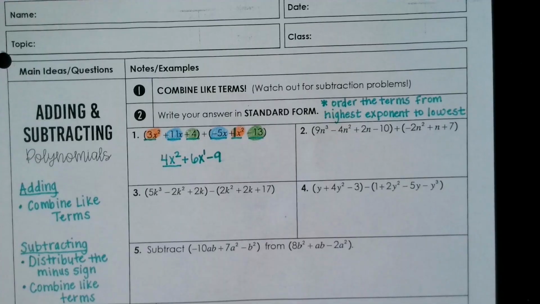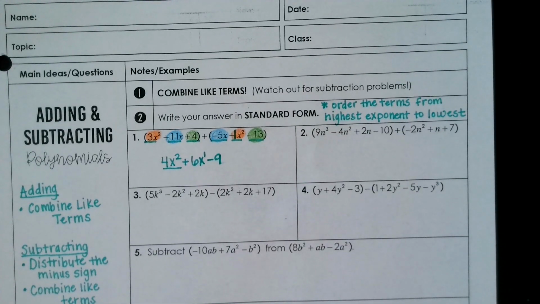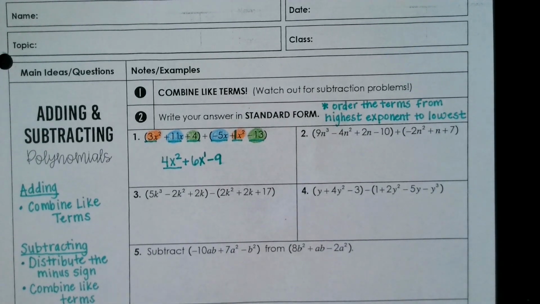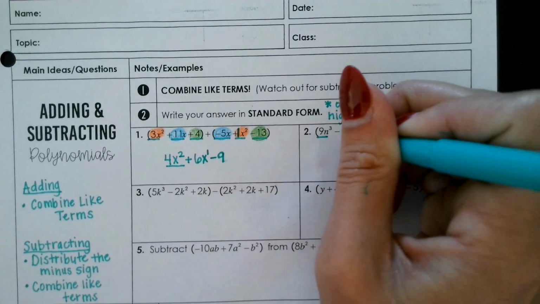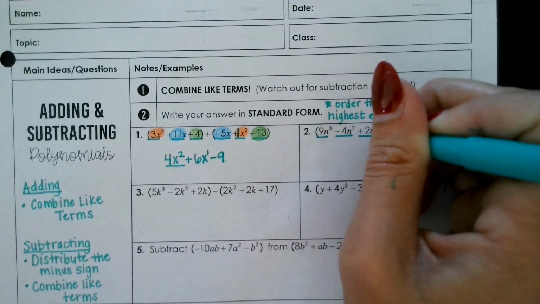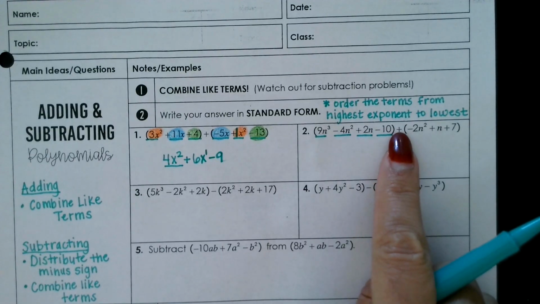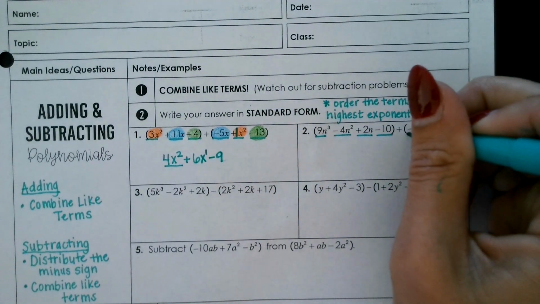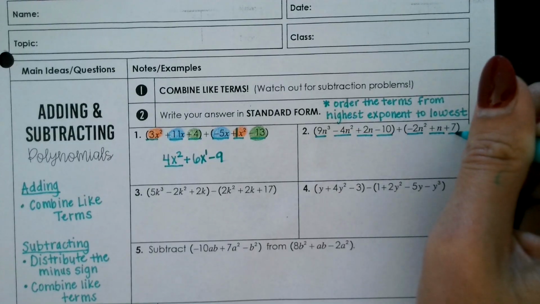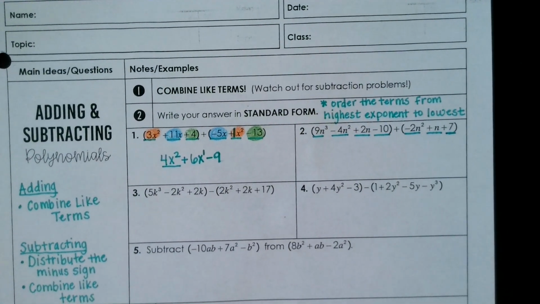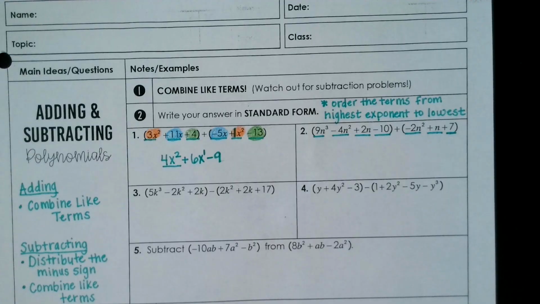All right, number 2, we're also adding. There are actually 4 terms, so we've got a polynomial, and we're adding it to a trinomial with 3 terms. That doesn't mean we're going to have 7 terms when we're done, though. We're just starting out with 7 different terms that we're going to combine.